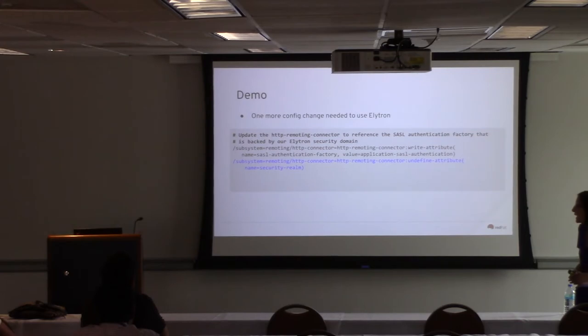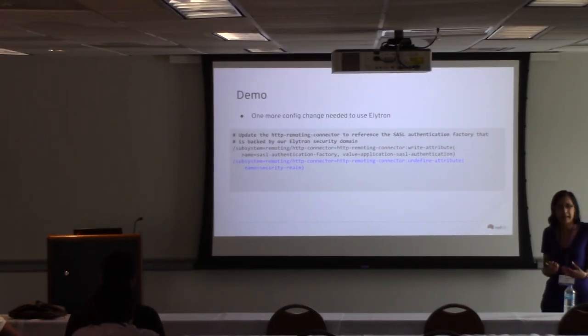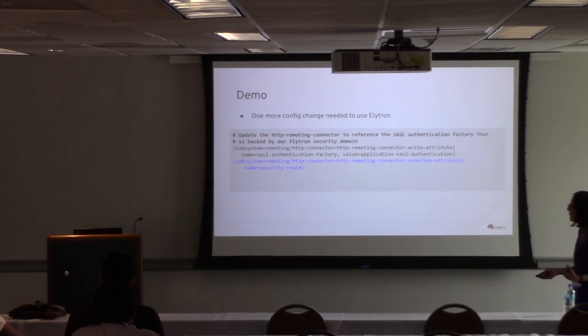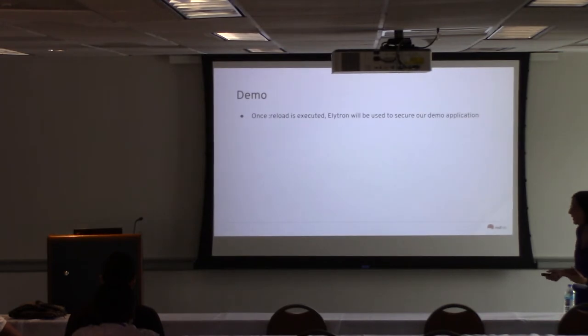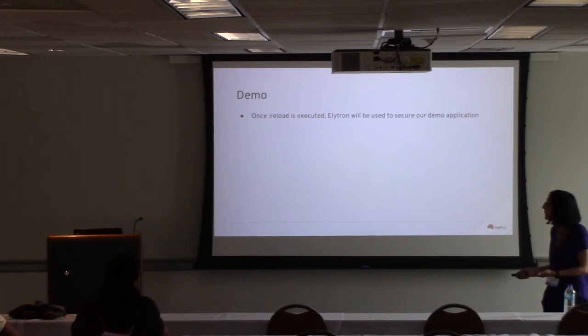And finally, we can undefine the security realm attribute that's defined for the HTTP remoting connector. We can do that because that attribute is a legacy attribute, and so it's not going to be used when using Elytron. So now, once the reload operation is executed in the WildFly CLI, everything will have been set up so that now our application will be secured using Elytron instead of using our legacy security subsystem.